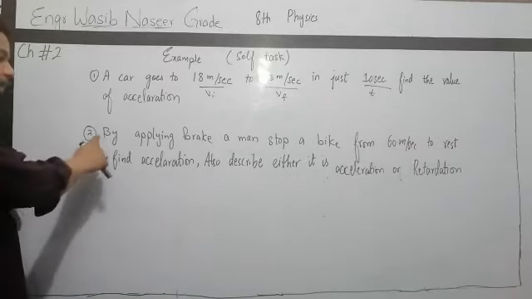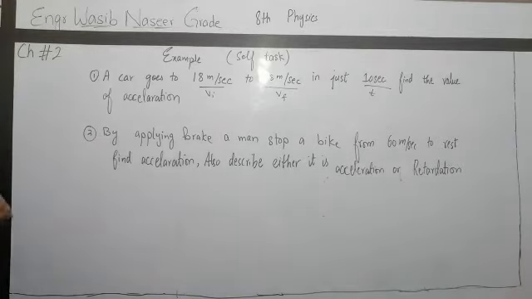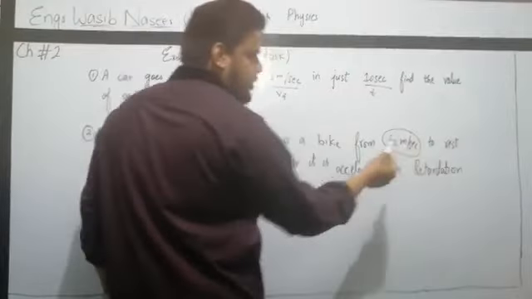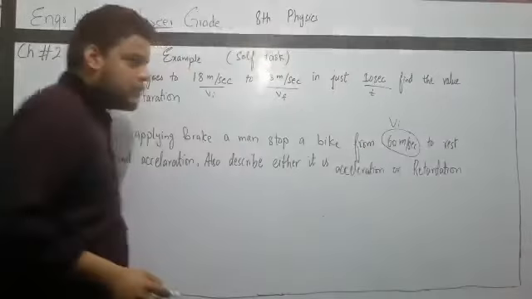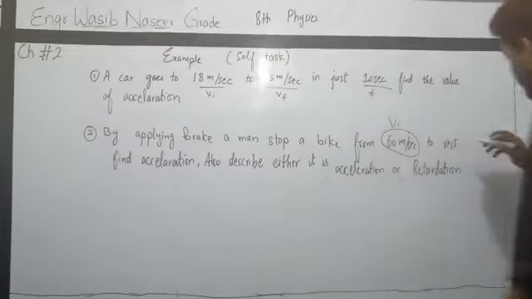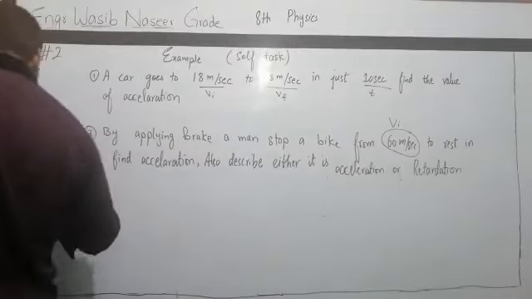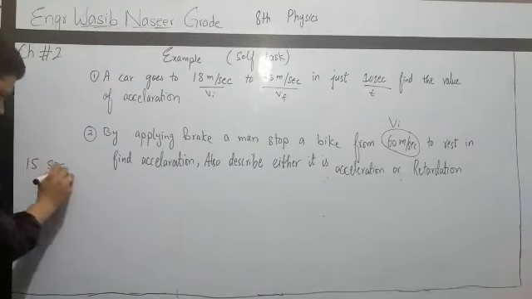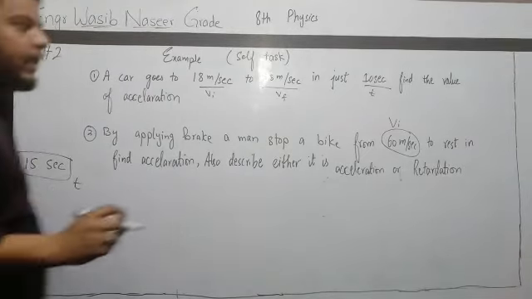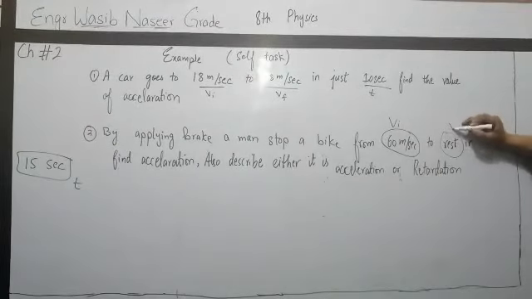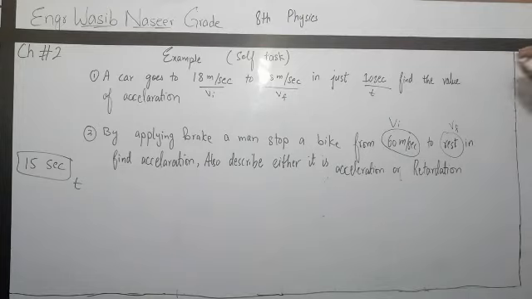ओके, नेक्स्ट एग्जांपल है बाय अप्लाइंग ब्रेक अ मैन स्टॉप अ बाइक फ्रॉम 60 किलोमीटर पर आवर टू रेस्ट in 15 seconds. Find acceleration. ठीक है, एक आदमी जो गाड़ी चला रहा था, ठीक है, तो गाड़ी चलाते वक्त उसकी जो स्पीड थी या बाइक की जो स्पीड थी दैट इज 60 किलोमीटर पर आवर. दिस इज इनिशियल वेलोसिटी. ओके, एंड गोस टू रेस्ट in 15 सेकंड. ओके, दिस इज द टाइम पीरियड. ये आपको टाइम गिवन है और जो इसकी फाइनल वेलोसिटी है यू कैन सी दैट इज रेस्ट. फाइनल वेलोसिटी रेस्ट का मतलब ये है कि इट इज 0. ठीक है, और टाइम पीरियड आपको गिवन है, आपने एक्सेलरेशन फाइंड करना है.